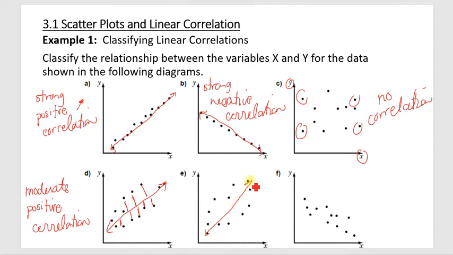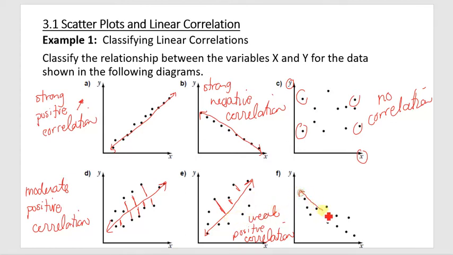E seems to be going up as well. We can either say moderate or weak positive correlation. And again, we'll get more into the actual numerical definition, but weak just means that they're even further away from that line of best fit, clustered further away.